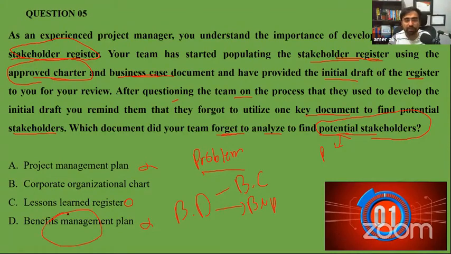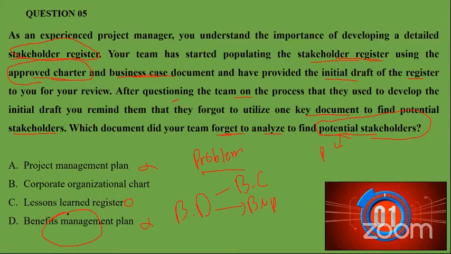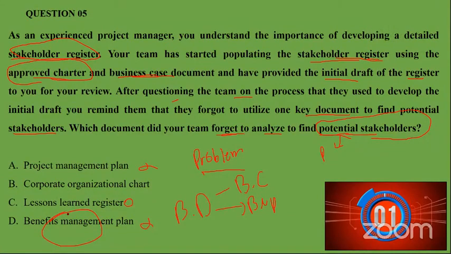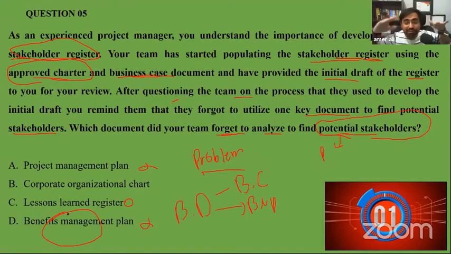Benefit management plan. Yes, Gaurav. Benefit management plan only talks about how to sustain, how to get benefit, how to maintain those benefits, not about stakeholders, but it has target benefit, dates of benefit, who will get those benefits. So when we put who will get those benefits, they are stakeholders. Clear? Okay. Because a corporate organization chart is also a hierarchy level chart. So it is hierarchical, but is it in the PMP?